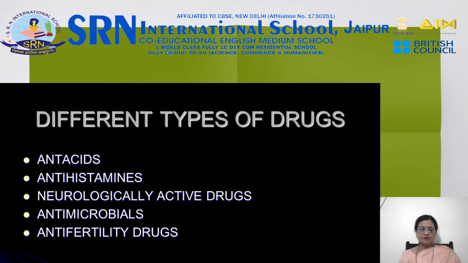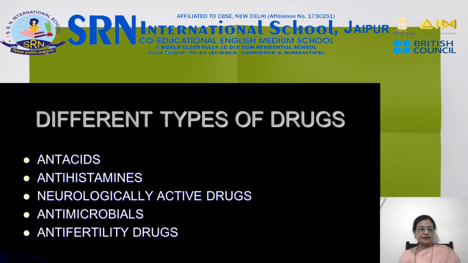Then neurologically active drugs. These are of two types, tranquilizers and analgesics. The tranquilizers are used for the treatment of mental diseases, and they affect the message transfer mechanism from nerve to receptor. For example, equanil. And analgesics are the ones which relieve or decrease pain. Examples are aspirin, analgin, etc.